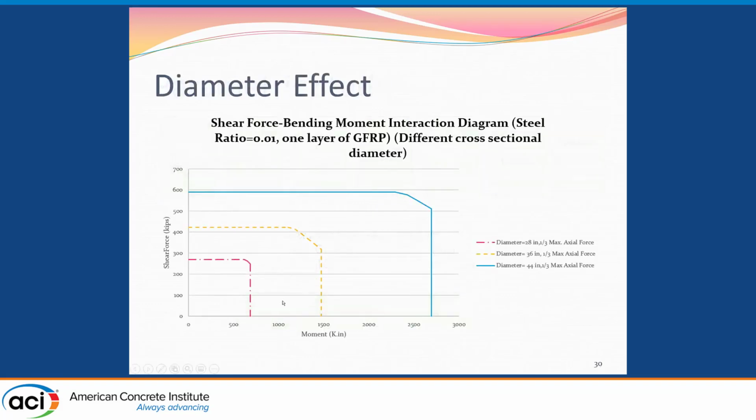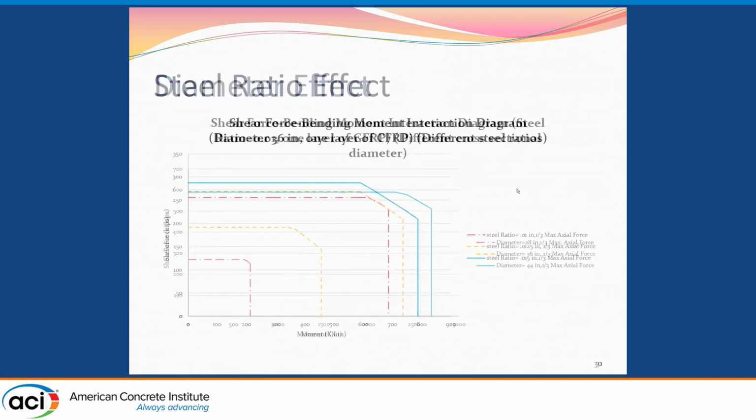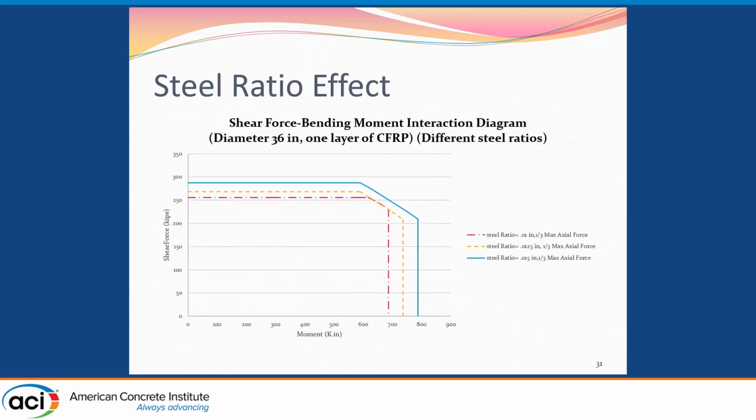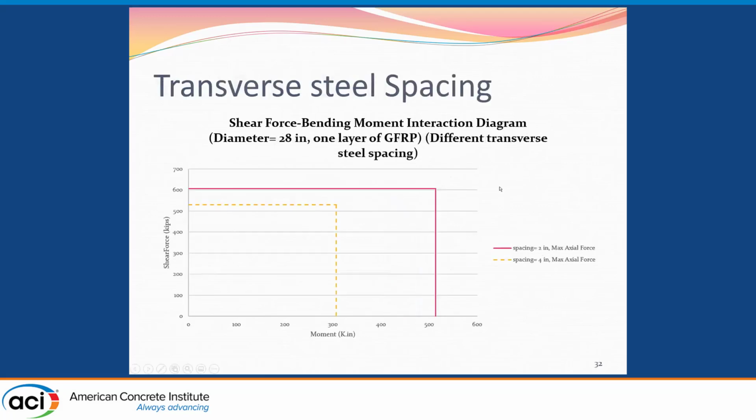This is the effect of the diameter. We have 28 inches, 36 inches, and 44 inches for a ratio of 0.01 and 1 layer of GFRP. This is quite an effect. And then we have the effect of the steel ratios, which did not show a great effect on the interaction diagram. This is for a 36-inch diameter cross section with 1 layer of carbon.